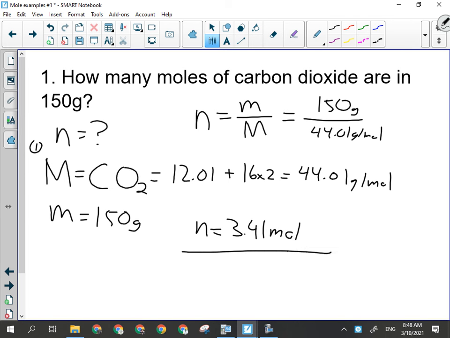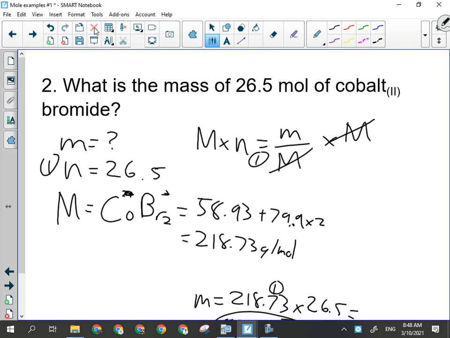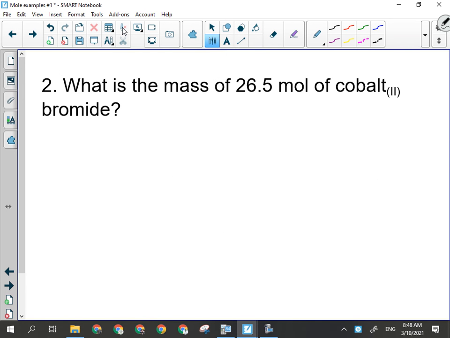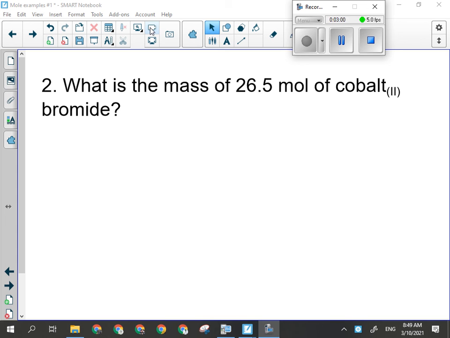Questions on how that one worked? Don't be afraid to ask, guys, if you have questions. All right, I want you to try the next one. This time they're asking you to find the mass of a given number of moles, this time 26.5 moles of cobalt-2 bromide. I'll give you a few minutes to get ahead of me there.